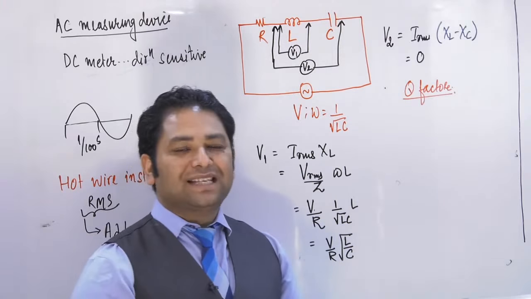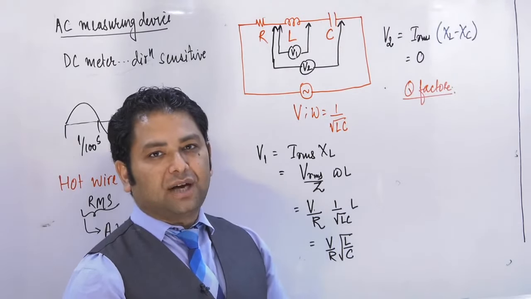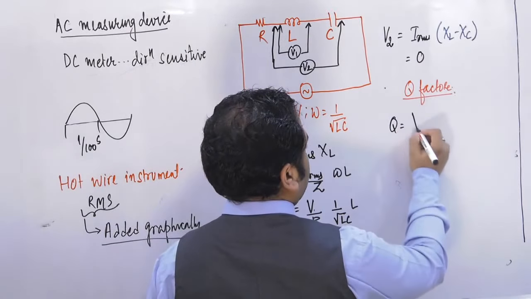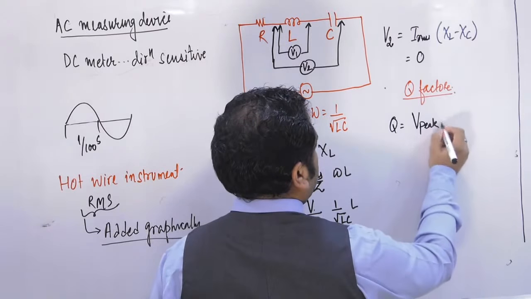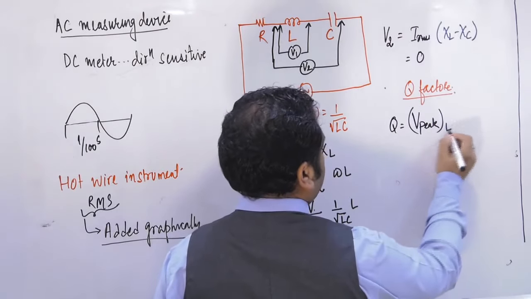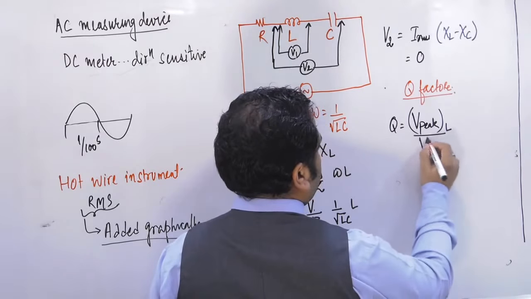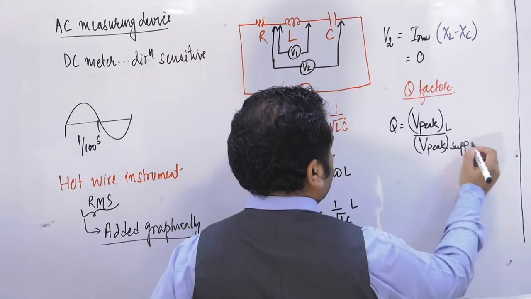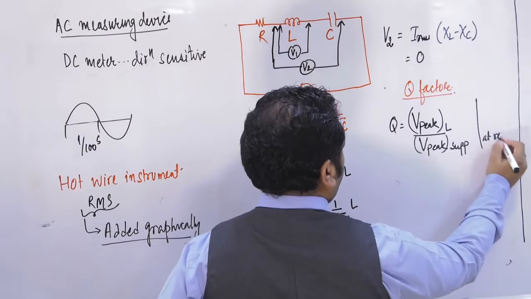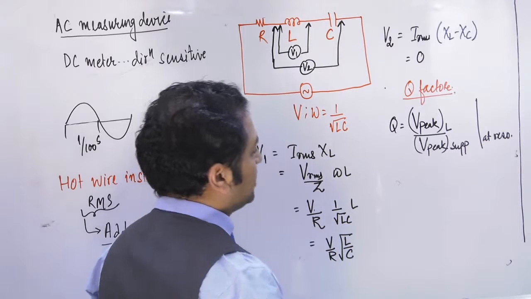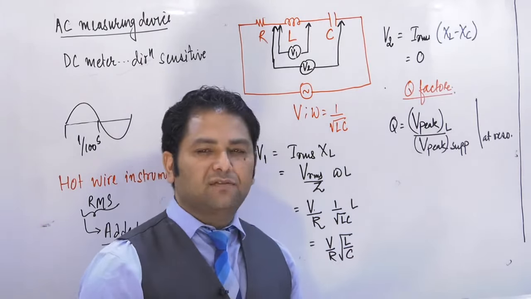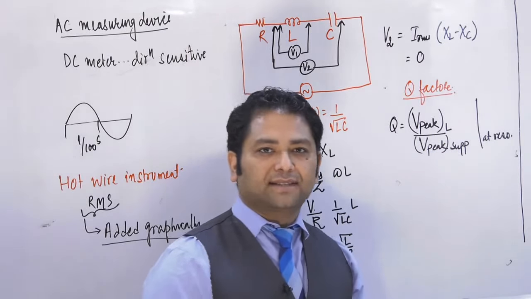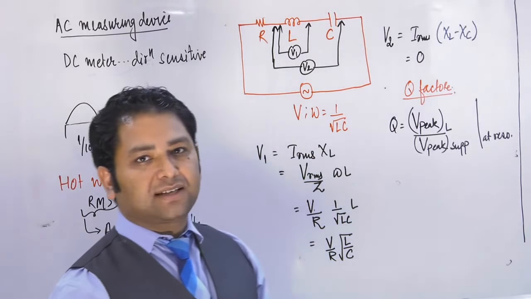And there are many definitions of Q factors. So out of that, the first one is this. The Q factor is the peak voltage across an inductor by peak voltage of the supply. But yes, at resonance. So at resonating condition, the ratio of peak voltage across the inductor to peak voltage of the supply is called the Q factor of the circuit.